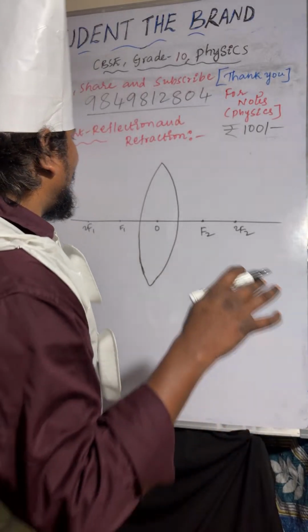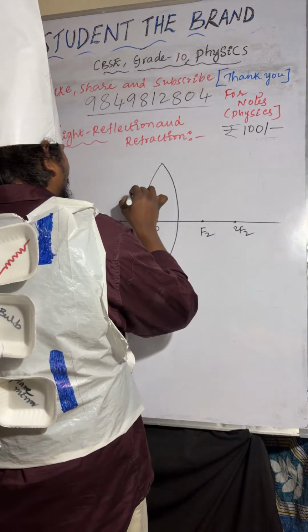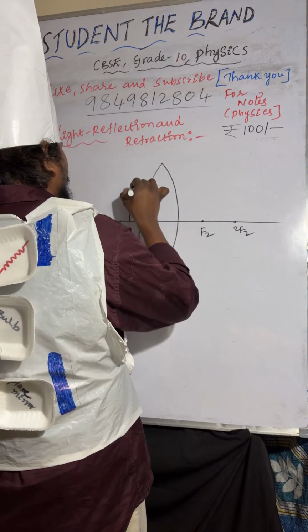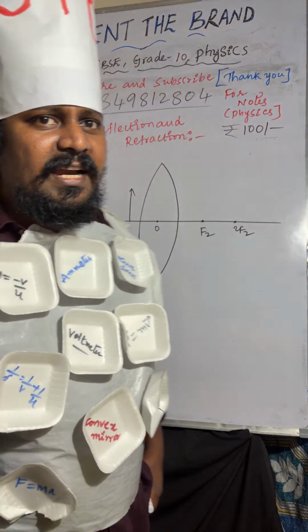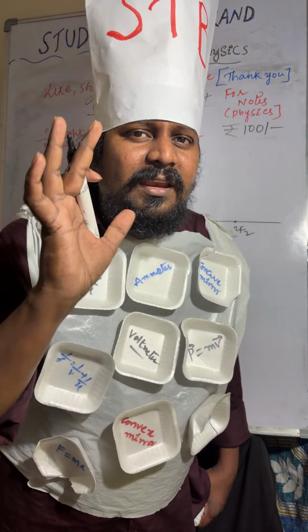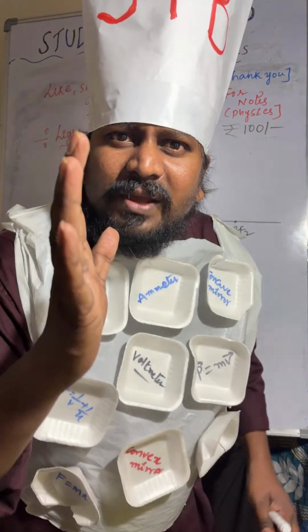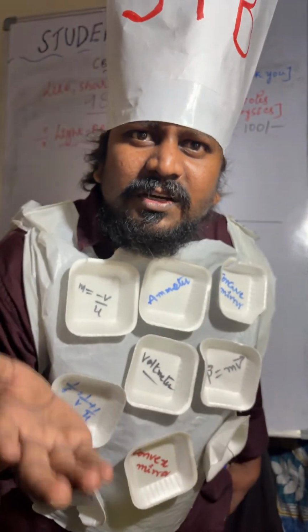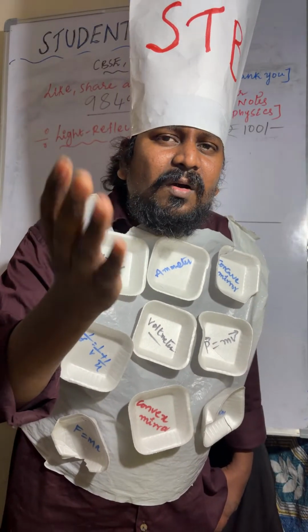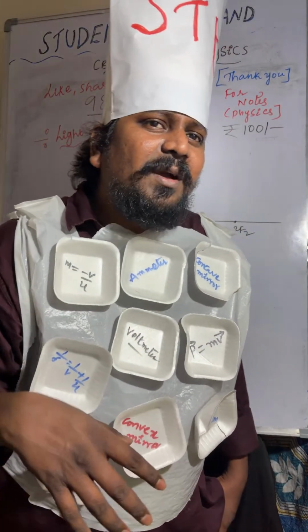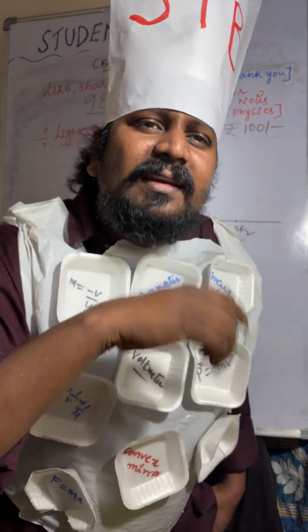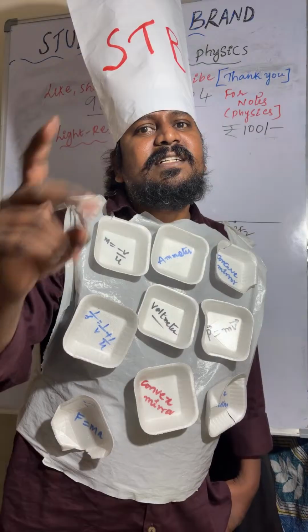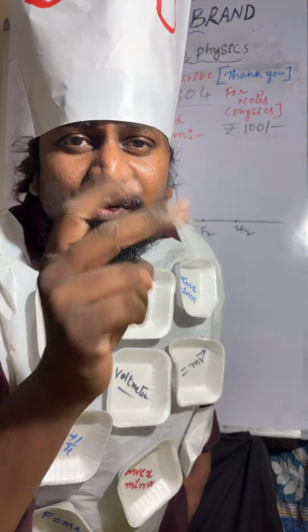The object is placed between F1 and O. How many light rays are required to form the image of the object? Minimum, how many? Minimum 2 light rays are required to form the image of the object.